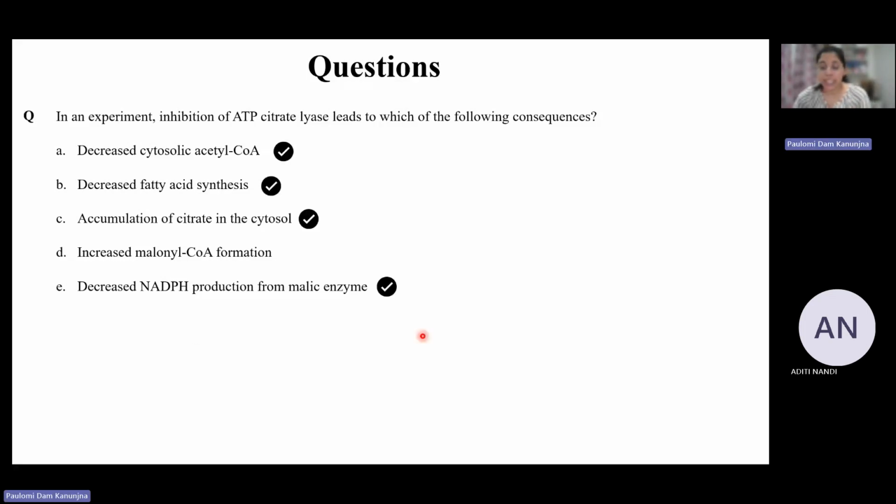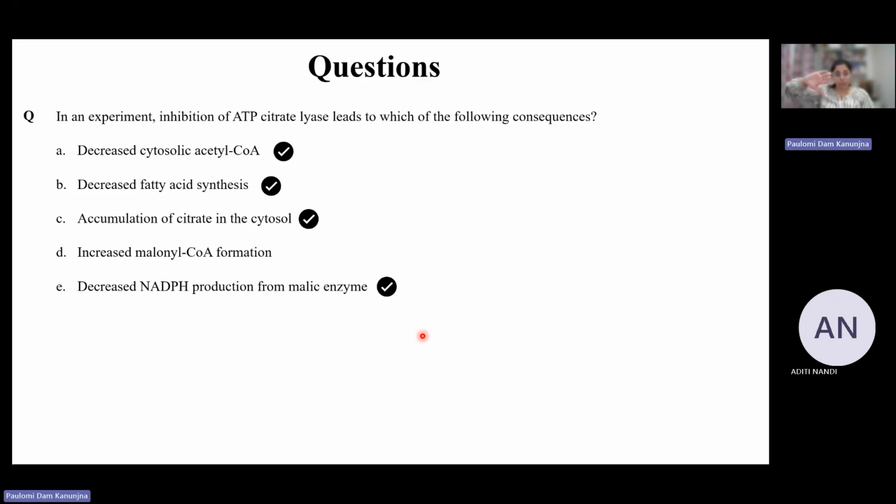A and C are correct, but at the same time, you have B and E as well, right? So if there is less acetyl coenzyme A, and there is accumulation of citrate because you will not have citrate breakdown. Now, if you don't have acetyl coenzyme A, and we know acetyl coenzyme A is responsible for the beginning of fatty acid synthesis with malonyl coenzyme A, your fatty acid synthesis will not take place. And we have decreased NADPH production from malic enzyme.